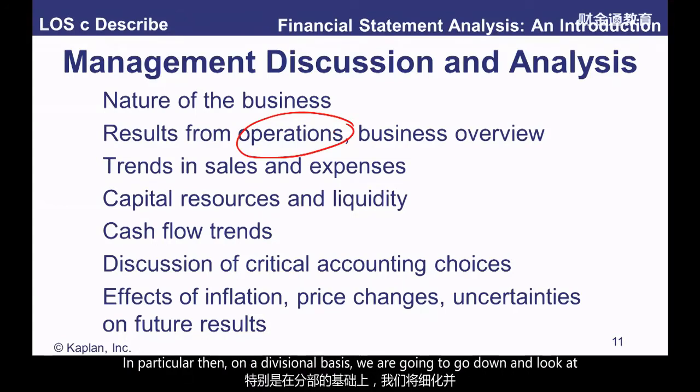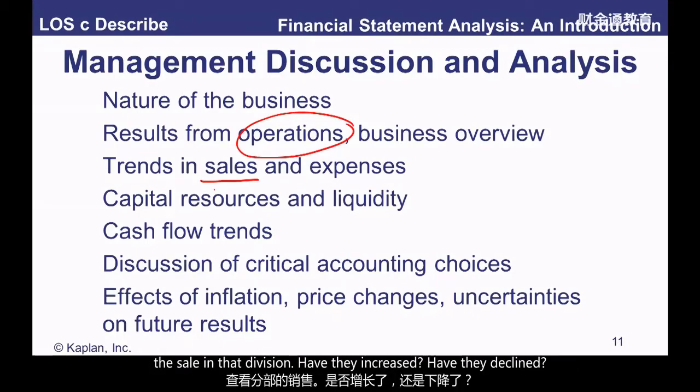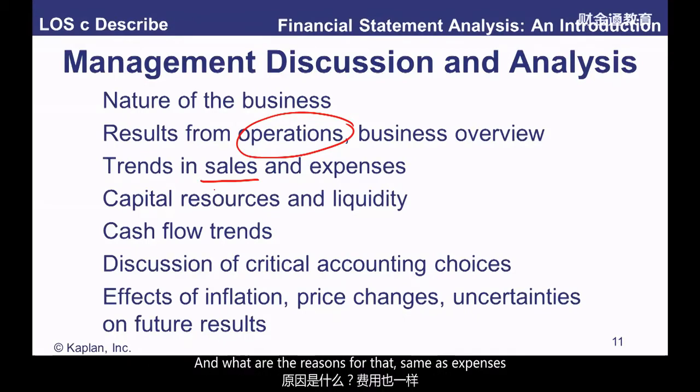In particular then, on a divisional basis, we're going to go down and look at the sales in that division. Have they increased? Have they declined? And what are the reasons for that? Same with expenses. If they've dramatically changed period on period, then again, we'd expect to see some explanation of why that is the case. Okay, so we're going to look certainly at performance and the managers are going to give us information about performance and explanations behind that performance, but also they look at things like capital resources and liquidity.